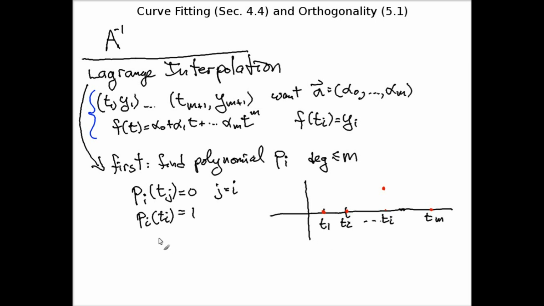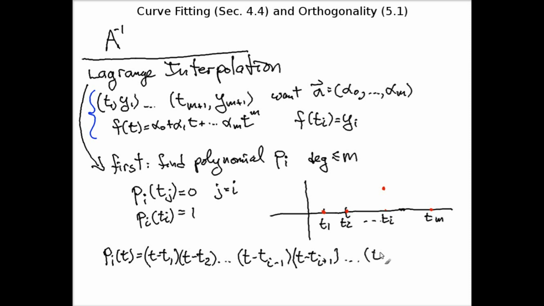How do you do it? Well, how do you make a polynomial that's 0 at all of these places? Well, what you do is you take pi of t equal to, I want it to be 0 at t1, so take t minus t1. And you also want it to be 0 at t2, so take t minus t2, and so on, all the way up to t minus t(i minus 1). Now, you don't want it to be 0 at ti, so I'm going to skip that one and put in t minus t(i plus 1) all the way up to t minus tm. What does this polynomial satisfy? It's 0 at all of the points except for ti.